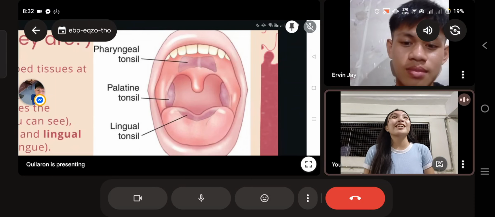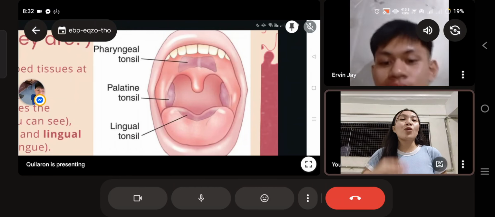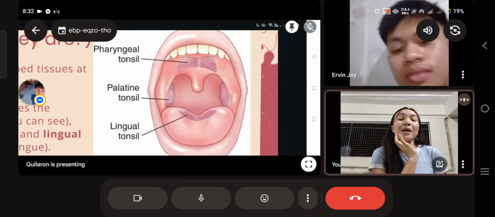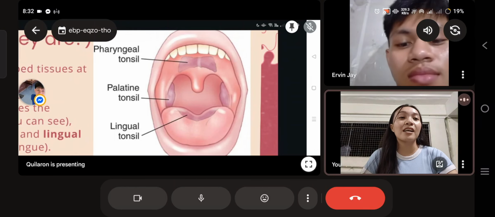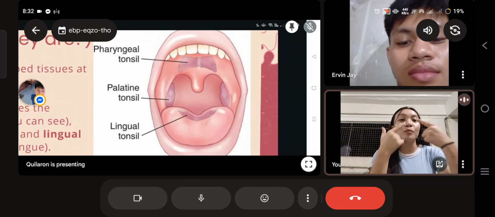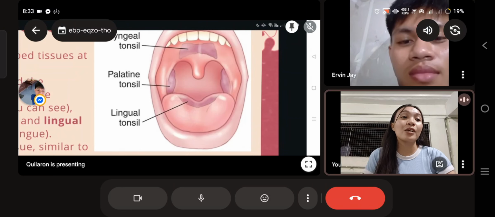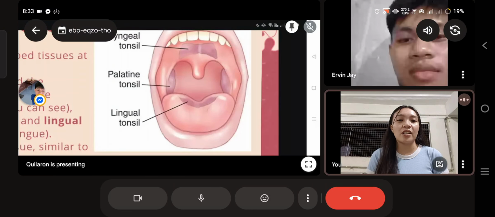tonsils. Diba mag-ingon tayo nga nagbubag akong tonsil, sakit akong tonsil. But what we are actually referring to is not just one tonsil, but the palatine tonsil at the back of our throat. This pharyngeal tonsil is kanang sa taas, naa siya behind sa atong nose. We can see that actually. And also, we can see the lingual tonsil. Naa na siya sa back of our tongue, the end of our tongue.